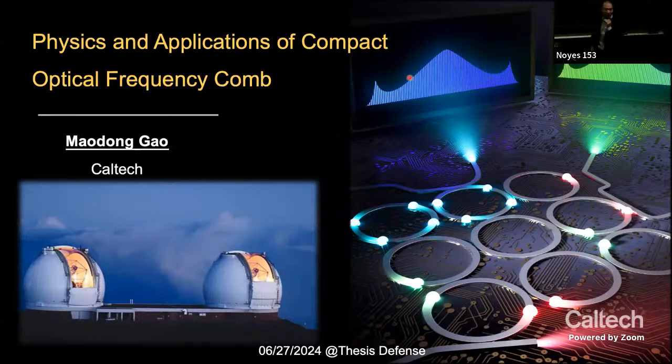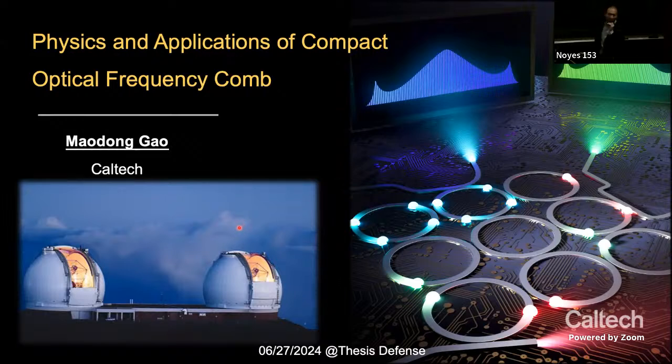The title today will be physics applications of compact optical frequency comb. And here I placed 2 photos in a cover image, and each photo represents one of the projects I will be focusing on today. Although I put the 2 photos together, they do not share the same scale bar.